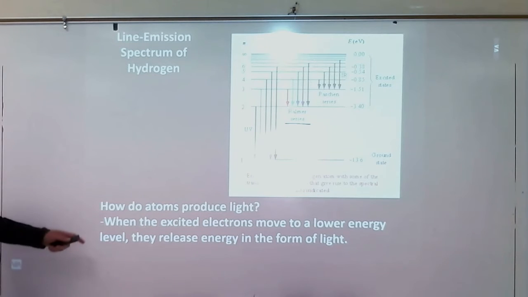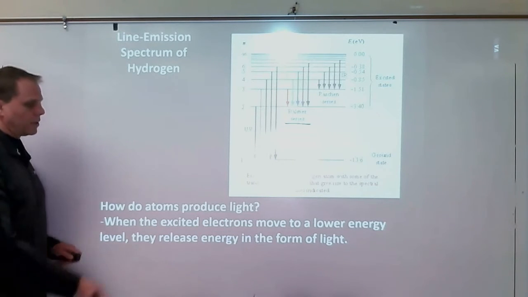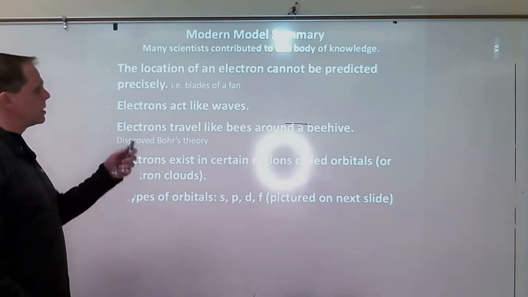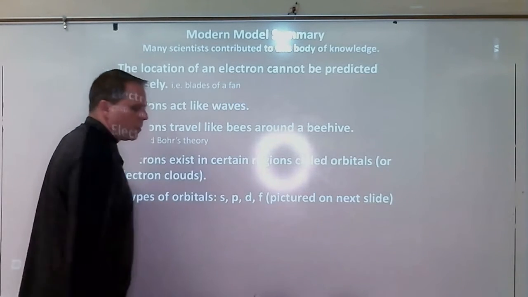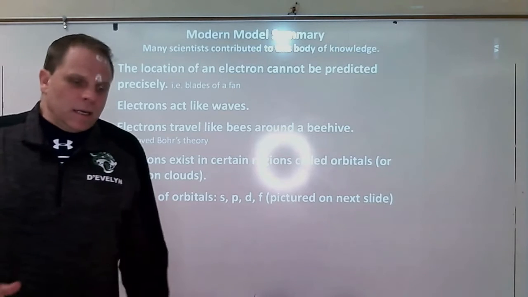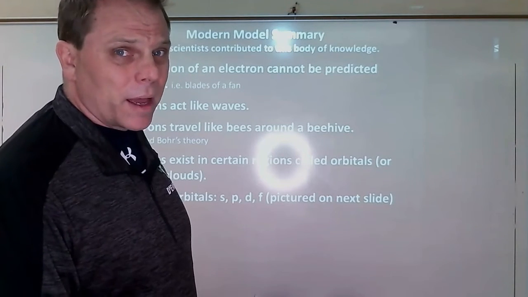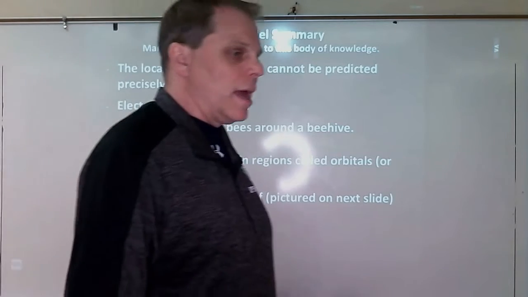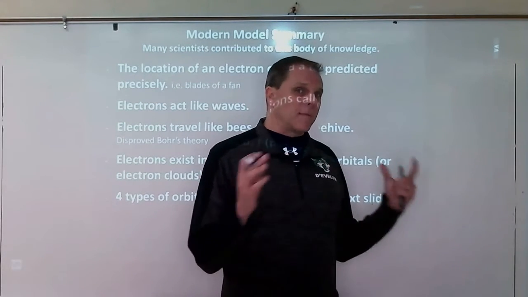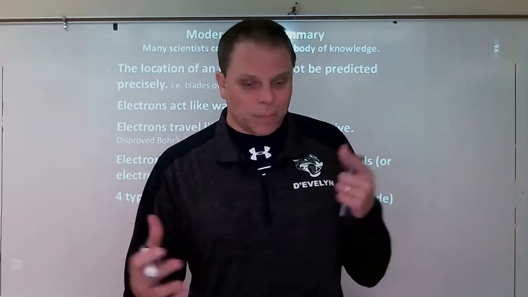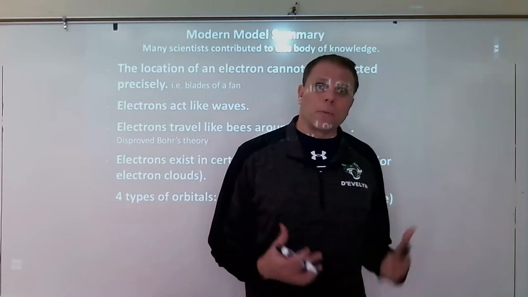So, again, how do atoms produce light? When the excited electrons move to a lower energy level, they release the energy in the form of light. They release the energy in the form of photons. So let's look at a modern model summary. Now, this model came by the work of a lot of scientists, people like Heisenberg and Pauli and de Broglie, and a lot of different scientists that came up with this modern model through a bunch of different steps and a bunch of different collaborations.